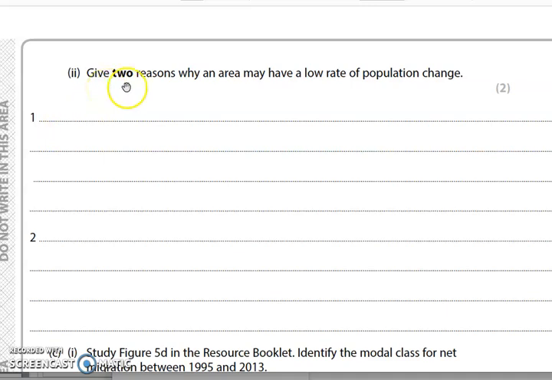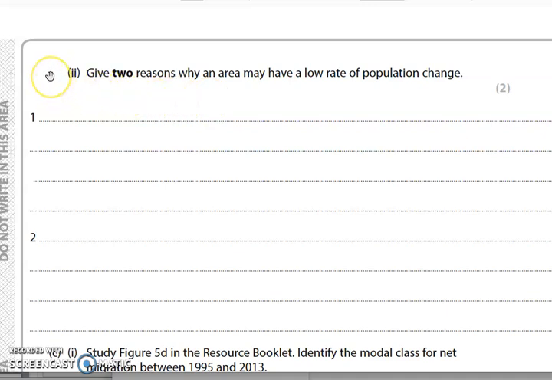Next, we need to give two reasons why an area may have a low rate of population change. So again, this is using all of our understanding of the UK and giving two reasons. Because it's only worth 2 marks and we need 2 different ones, all we need to do is really state the different reasons. So why might some areas not see a great rate of population change? Why would it stay the same?